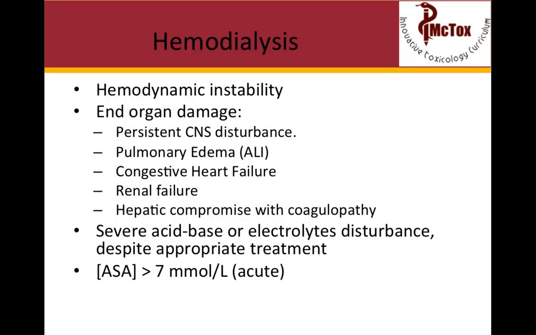Hemodialysis is another management strategy in the case of ASA toxicity. Indications for hemodialysis are as follows: hemodynamic instability, end organ damage, including persistent CNS disturbance, pulmonary edema, congestive heart failure, renal failure, or hepatic compromise with coagulopathy, severe acid-base or electrolyte disturbances despite appropriate treatment, and in the case of acute ASA ingestion, an ASA level greater than 7 millimoles per liter, or in the case of chronic ingestions, ASA level greater than 3 millimoles per liter.